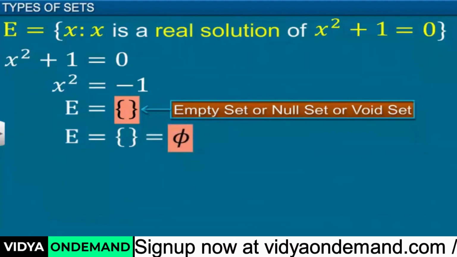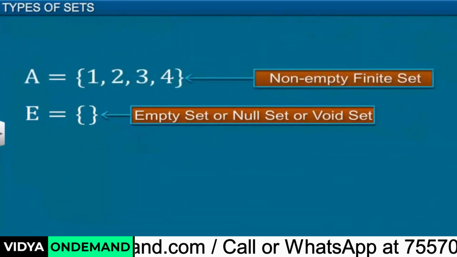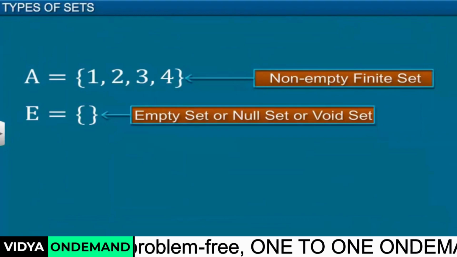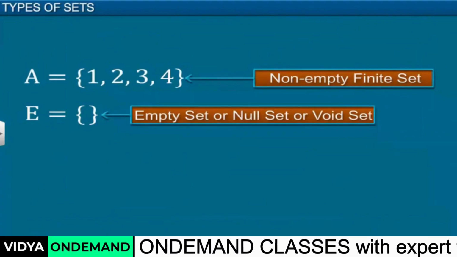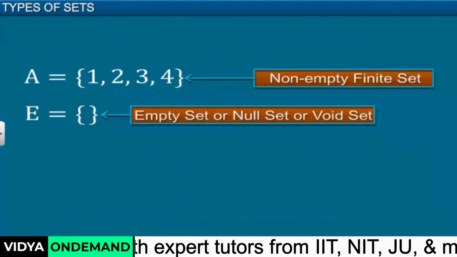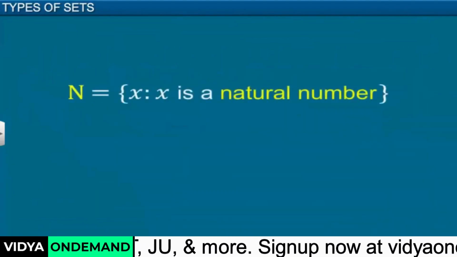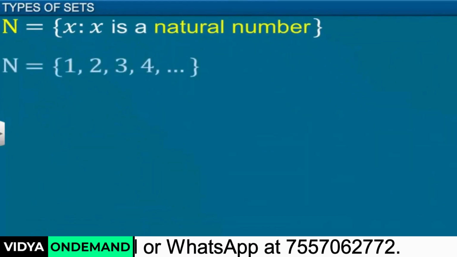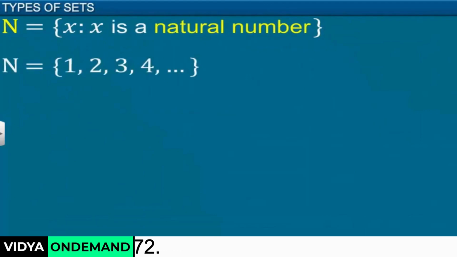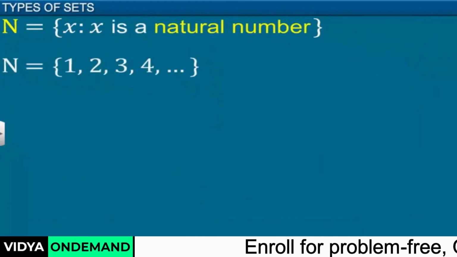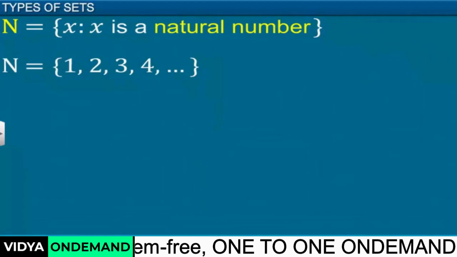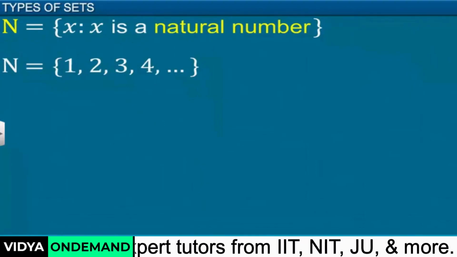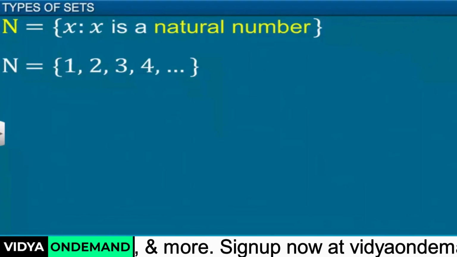So far, we have seen finite and empty sets. Now, we will see sets that contain an infinite number of elements. For example, let's consider this set. The elements of this set are natural numbers that are infinite in number. A set that is empty or consists of a definite number of elements is called a finite set. Otherwise, it is called an infinite set.